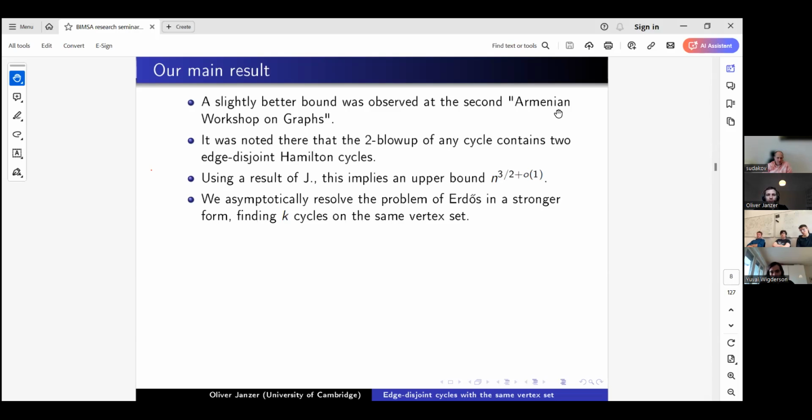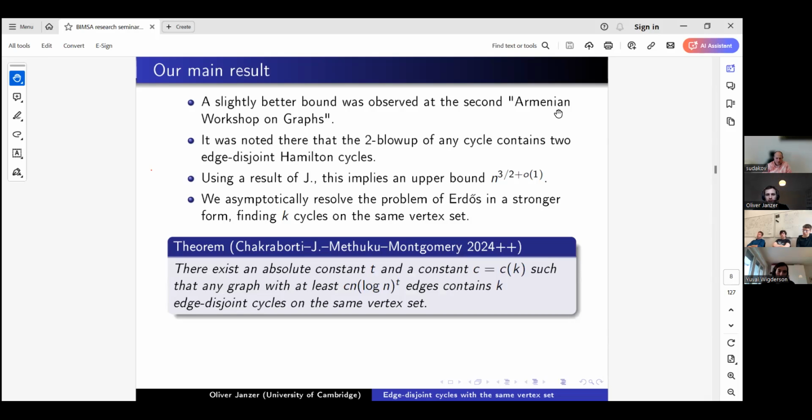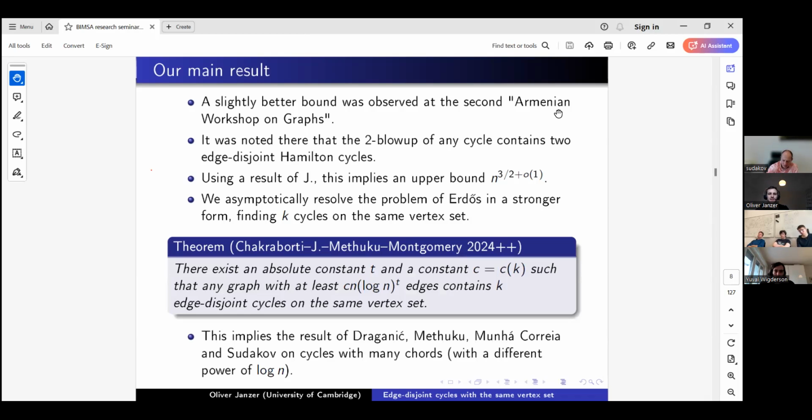So what I would like to talk about is that we asymptotically resolve the problem of Erdős in a stronger form, because we are actually able to find not just two cycles, but an arbitrary constant number of cycles on the same vertex set. And we only need n times polylog n edges. So this is the main result that I'll talk about today. The exponent does not depend on k, actually. So it's an absolute constant power of log n. And of course, as I pointed out earlier, this implies the results of Draganić, Methuku, Munhá Correia, and Sudakov on cycles with many chords, although with a different power of log n.